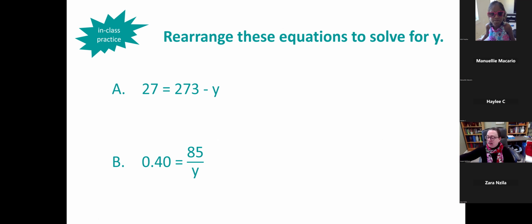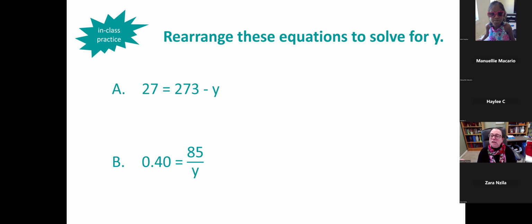Okay. So we're trying to get that y all by itself. So we want to look at what's happening to that y. It has a minus sign in front of it, but it also has 273 added to it, right? So to solve this, we're not going to start with that minus sign. We're going to start with the thing that's furthest away from the y. I'm going to start with that 273.